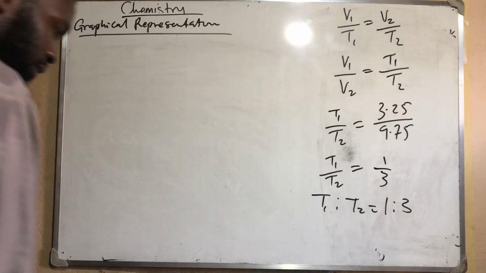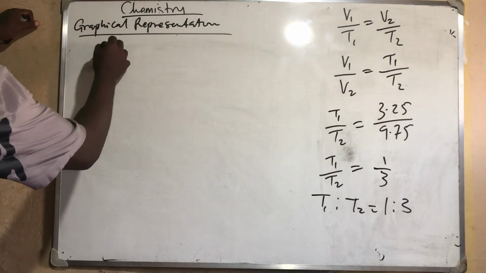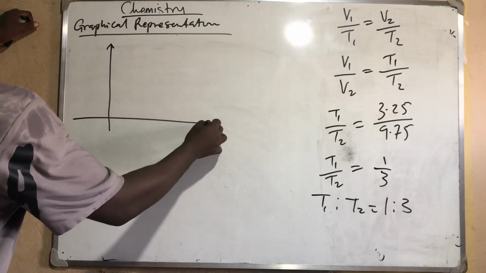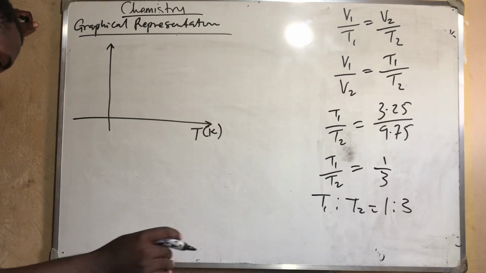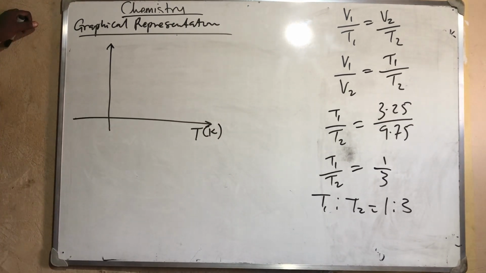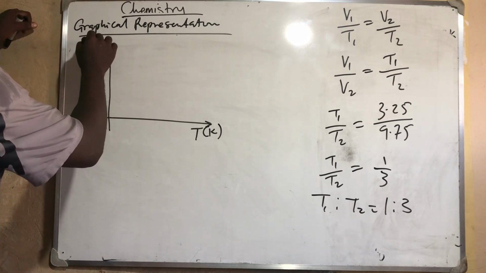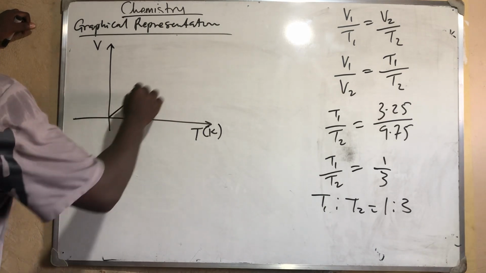So, the graphical representation of Charles' law: we have our volume against our temperature. Temperature must be in Kelvin. And then I have my volume here. If the temperature is in Kelvin, then the line will pass through the origin.